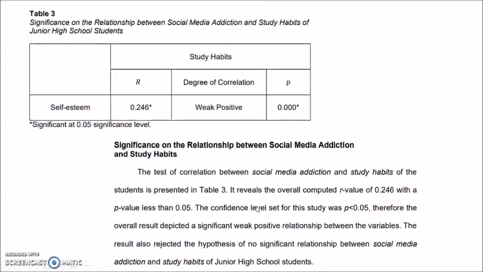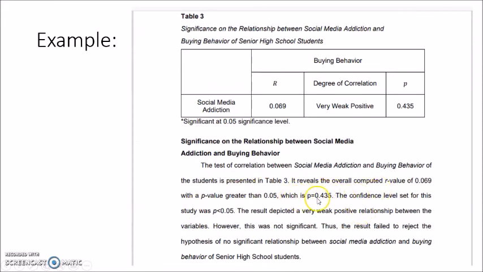Now, take note dun sa first example natin, which is less than 0.05, hindi na natin nilagay kung ano specifically yung value ng p-value. We just mentioned that it's less than 0.05. But here, in this example, we need to specify kung ano ba talaga ang value ng p because it's greater than 0.05. Okay? So, we say with a p greater than 0.05, which is p equals 0.435. The confidence level set for this study was p less than 0.05.